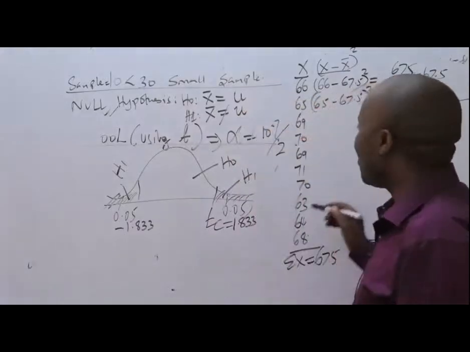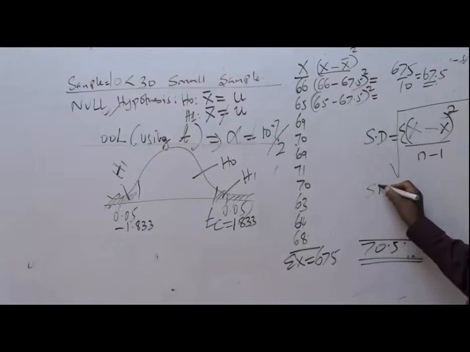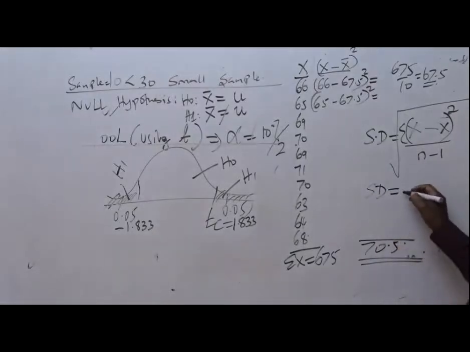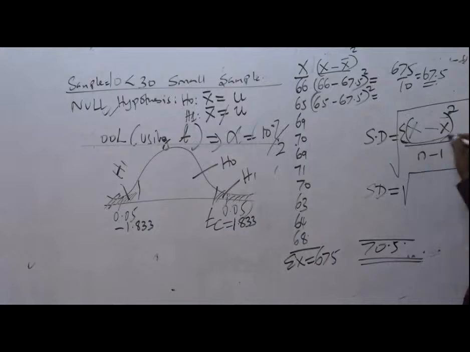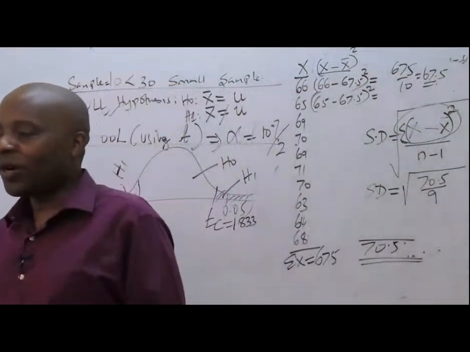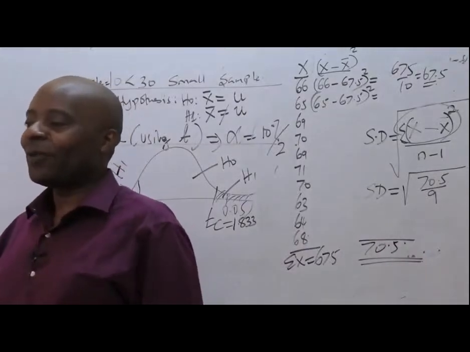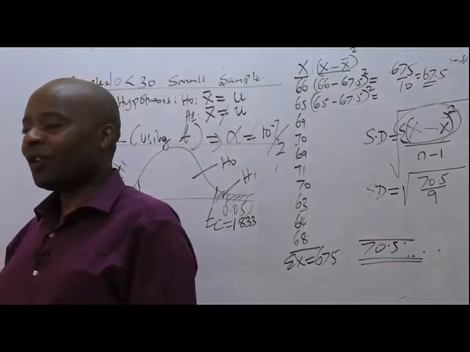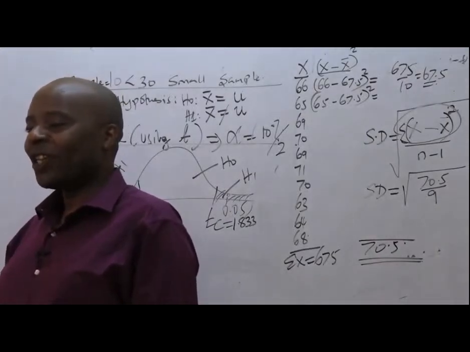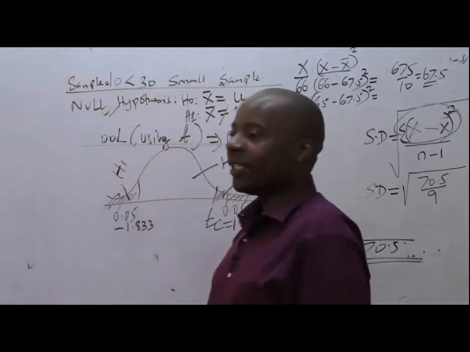So then come and feed onto this formula, and then you give me the standard deviation. So the standard deviation here will be equal to the square root of this, you've told me, is 70.5 all over 9. Why 9? Because of 10 minus 1. So 70.5 divided by 9, whatever you get, give us the square root.